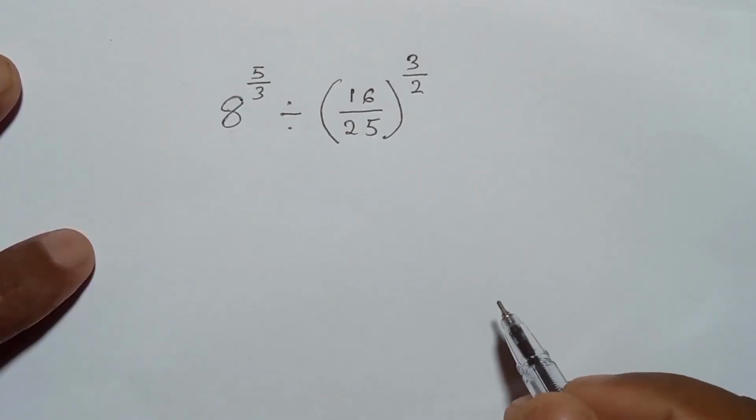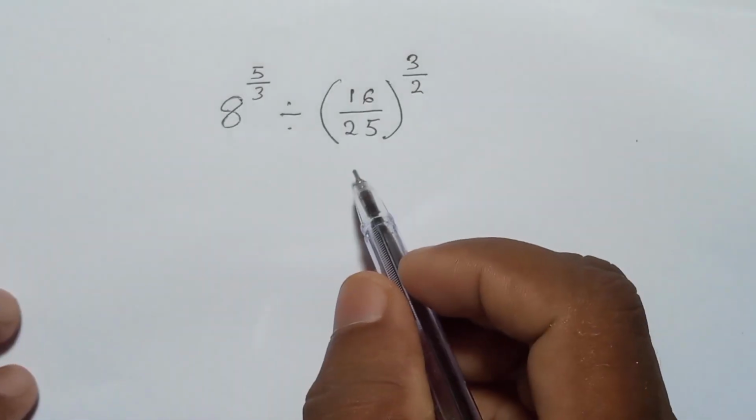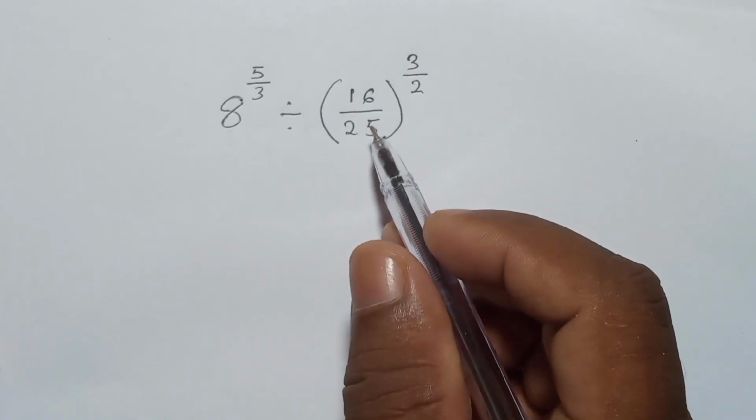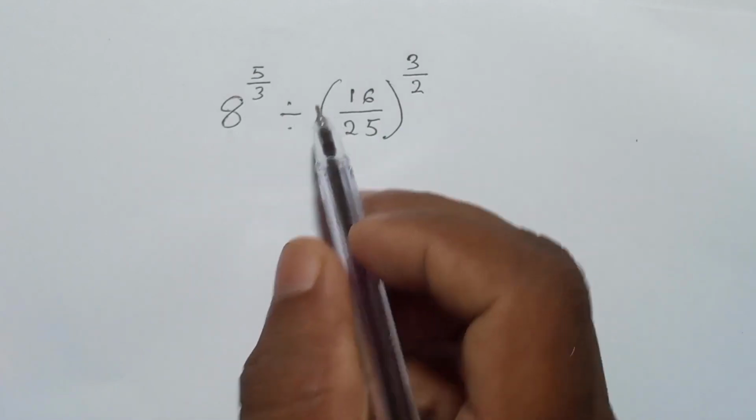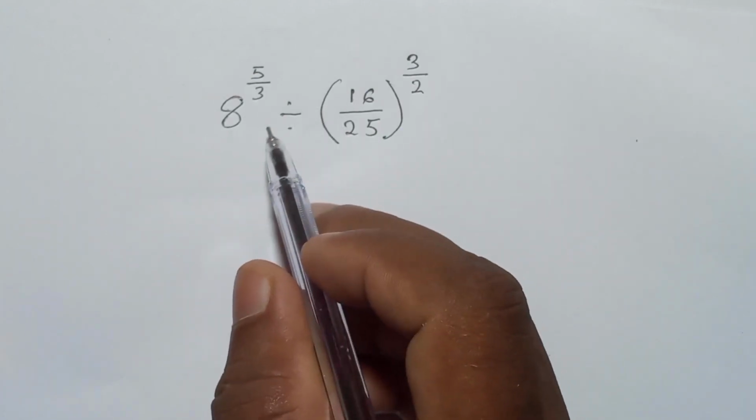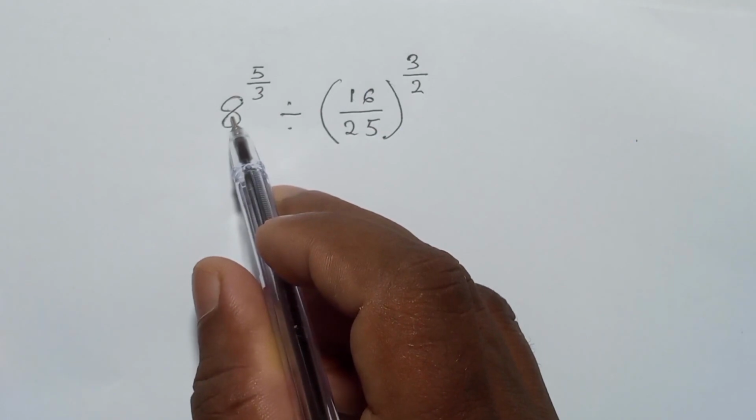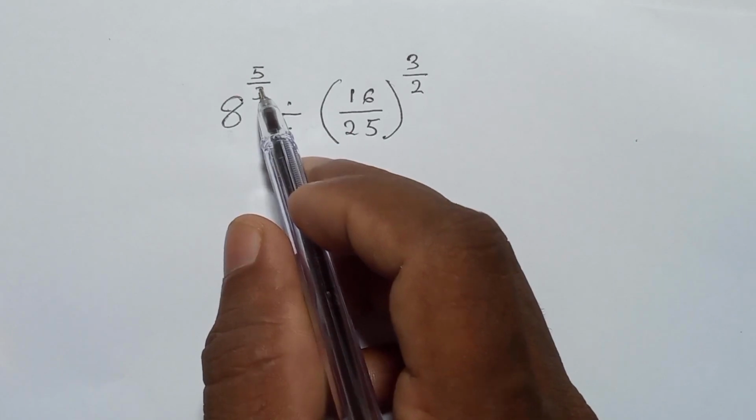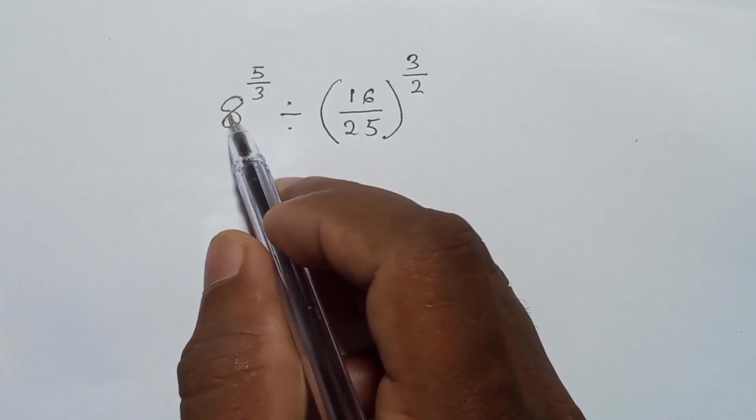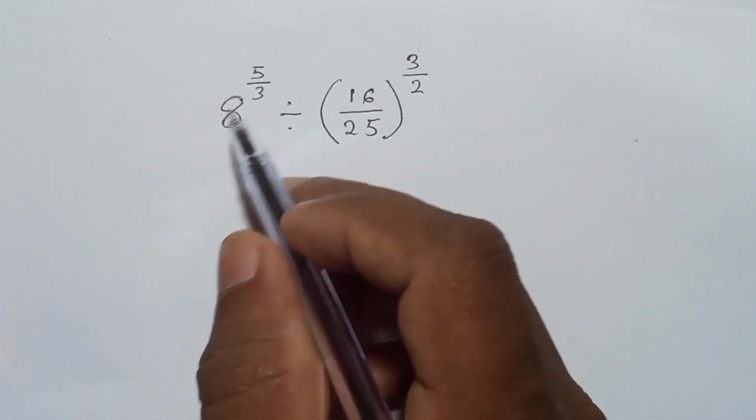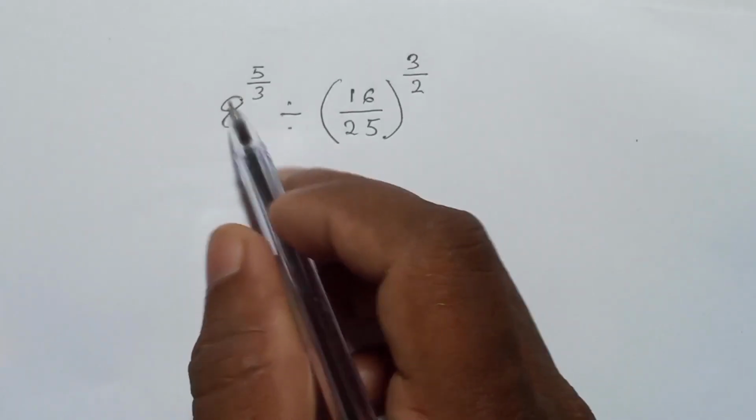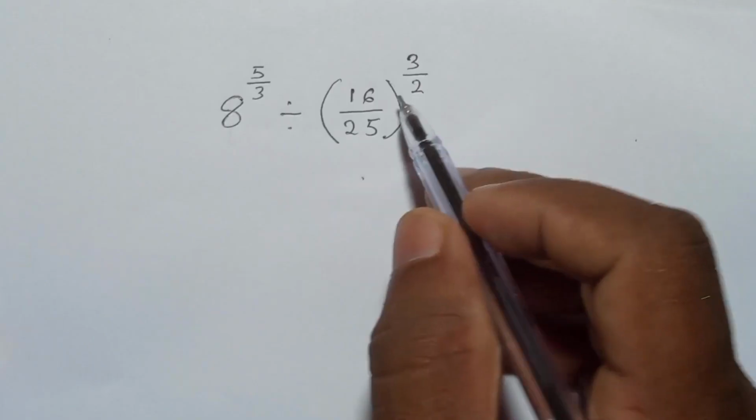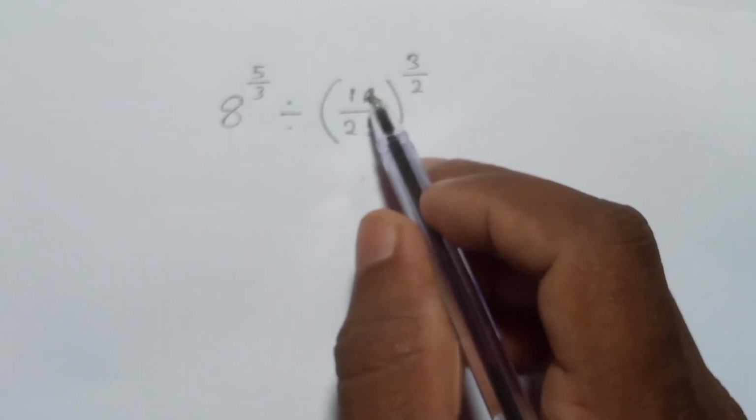Okay, now they ask to simplify this question, right? What we have to do in most of these indices questions is try to make the same base. Here we have 8 with an index, a fraction 5/3. Try to make 8 a power of 2: 8 you can make 2 to the power 3, and 16 you can make 2 to the power 4.